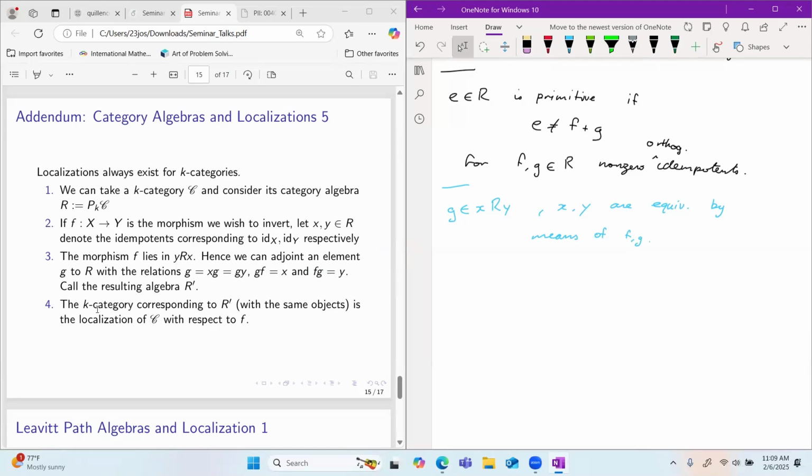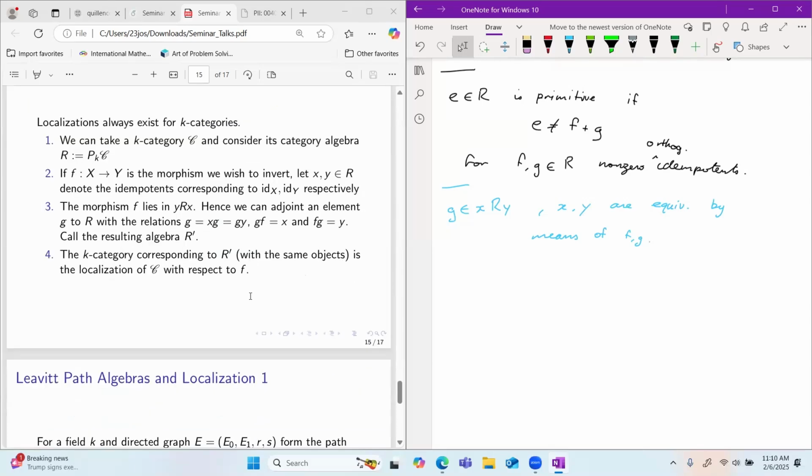And the K category corresponding to the resulting algebra R prime with the same objects is the localization of this C with respect to F. So we did the localization problem purely by translating it to the setting of algebra, and then we pulled it back to the setting of K categories. That's quite interesting, I think.